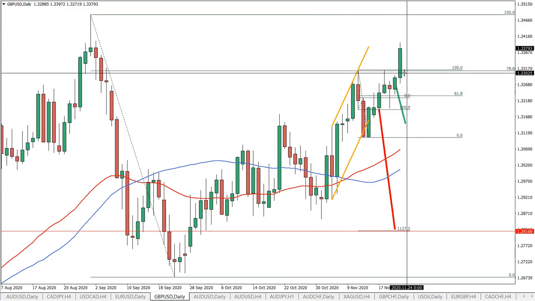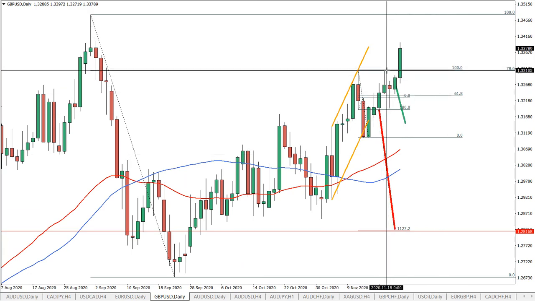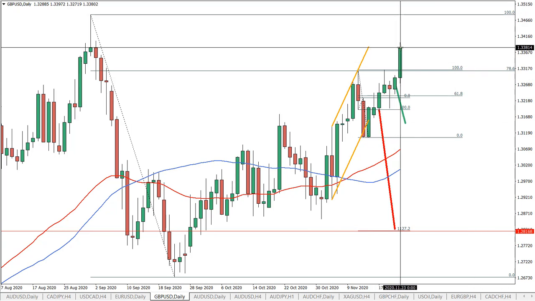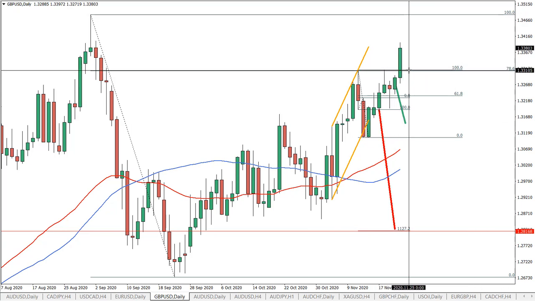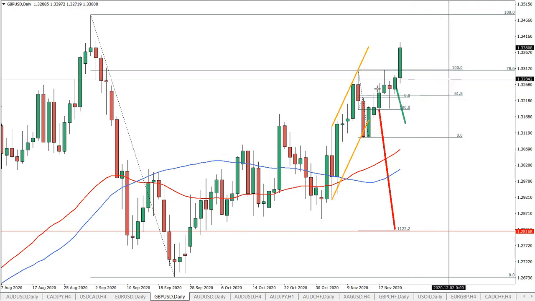Pound versus dollar, we had this break to the upside, although if there will be a daily close below 1.3310, it will still remain valid. So there is a chance that the price will go down sharp by the end of today, and then we could see still a very strong downside move.